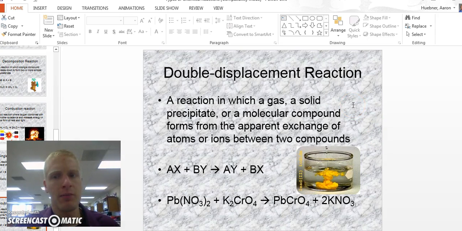There's a whole thing on predicting products that we'll get into in a different video for that. But those are the 5 basic types of reactions in a nutshell.